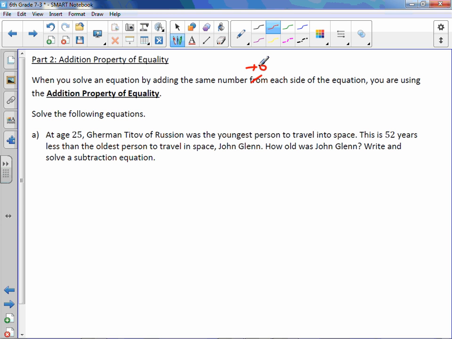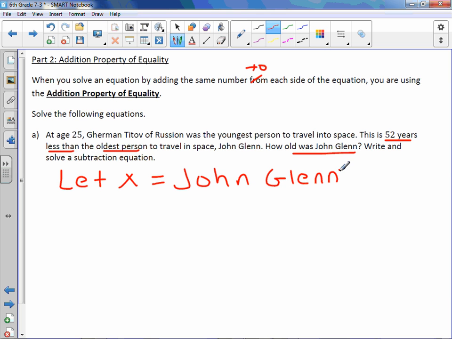Solve the following equations. At age 25, German Titov of Russia was the youngest person to travel into space. This is 52 years less than the oldest person to travel in space, John Glenn. How old was John Glenn? Write and solve a subtraction equation. We first need to start with a let statement because we don't have a variable. So let x equal John Glenn's age. We want to know how old John Glenn was.